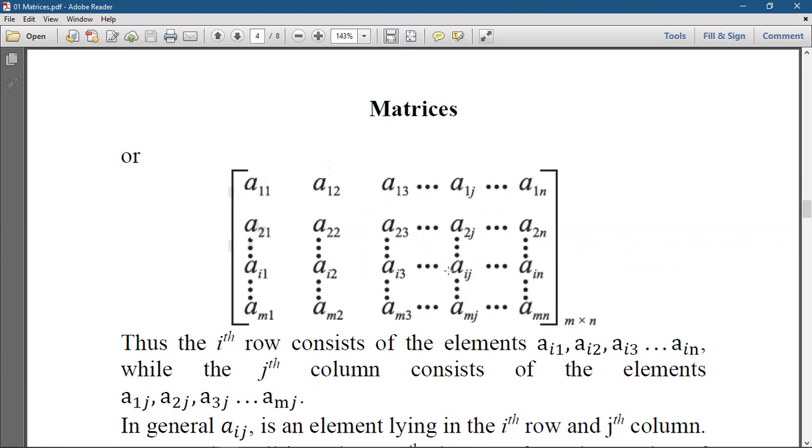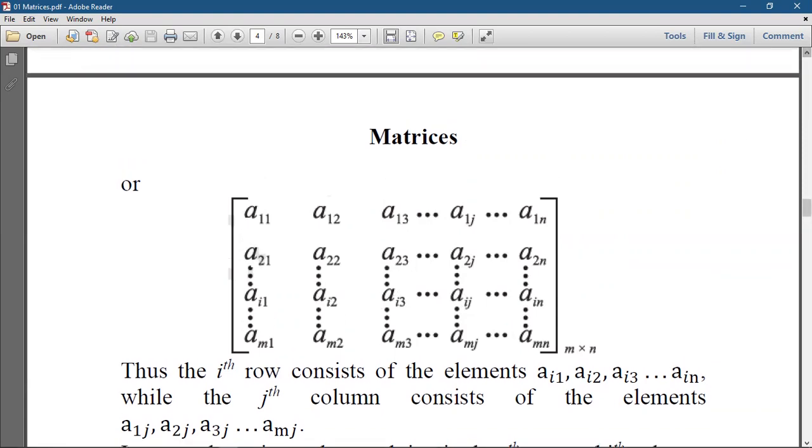Now look at the element aij. It represents the ith row and jth column. The ith row means 1, 2, 3, dot dot dot, i, and the jth column means 1, 2, 3, dot dot dot, j. Ith row and jth column. This is very important to understand. If you understand this table, then matrix theory will be easy.